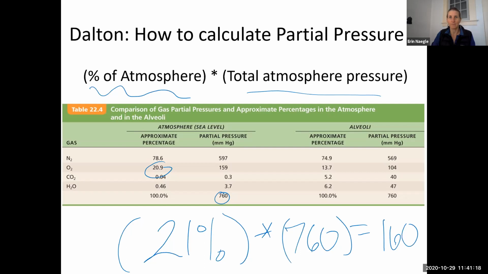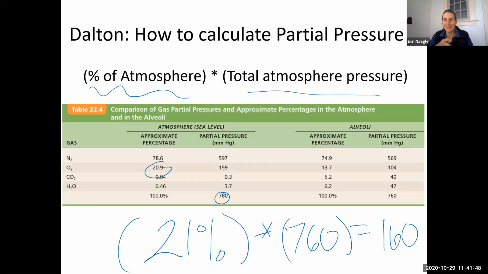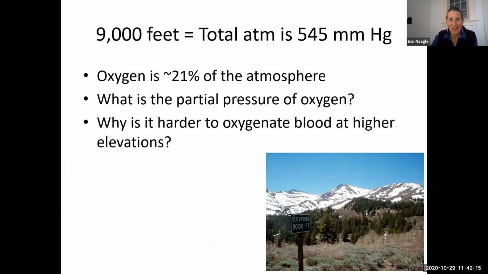Push pause. I'm double checking your work and finding out you were right. Yeah. So the air you're breathing in, the partial pressure of the oxygen is 160 millimeters of mercury, presuming you're at sea level. Okay. Question. All right, then let's move forward.